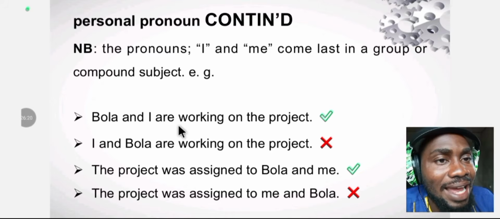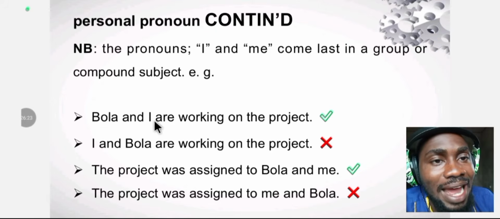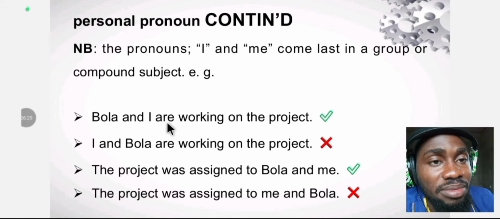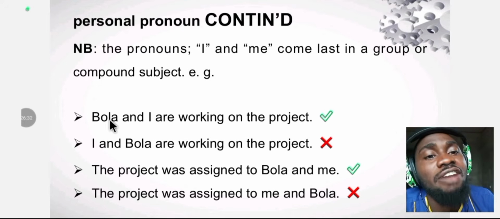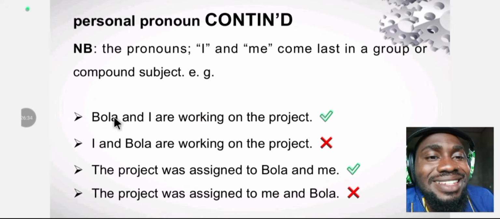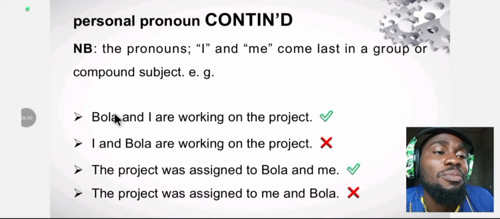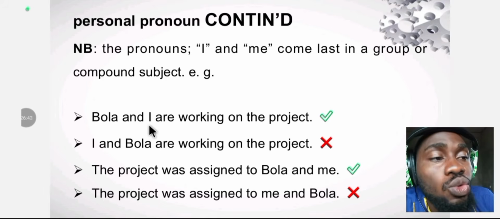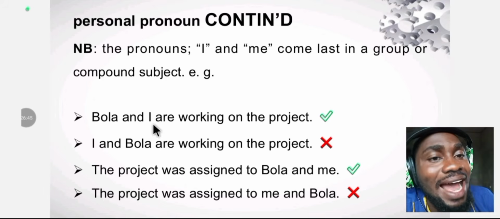Bola and I are working on the project. Bola and I is the compound subject, the compound subject before the verb. So before the verb we have Bola and I. This is the compound subject, the group of words that makes up what the subject is. So I and me should come last. Okay, Bola and I. It's not I and Bola.